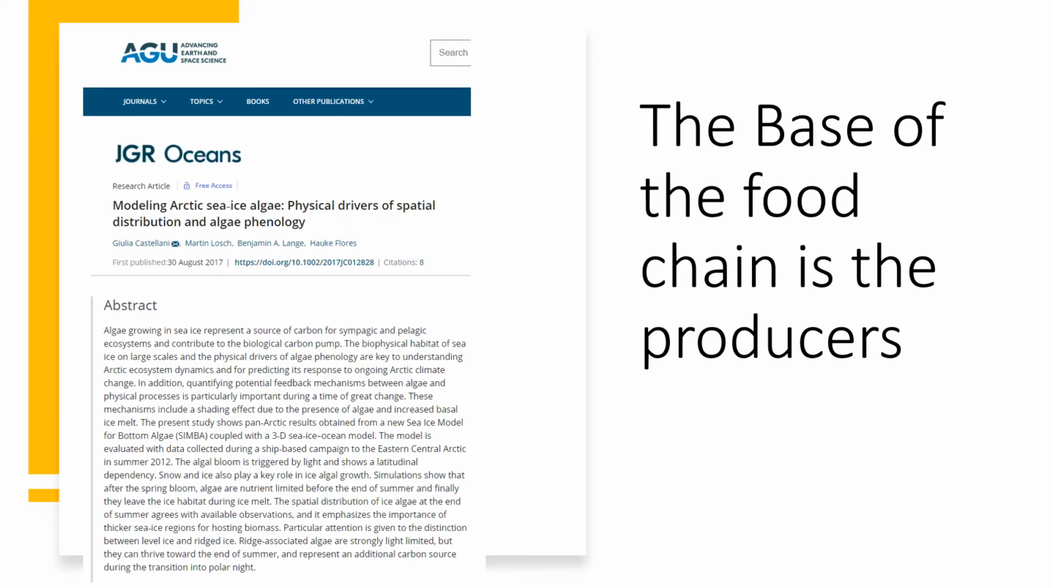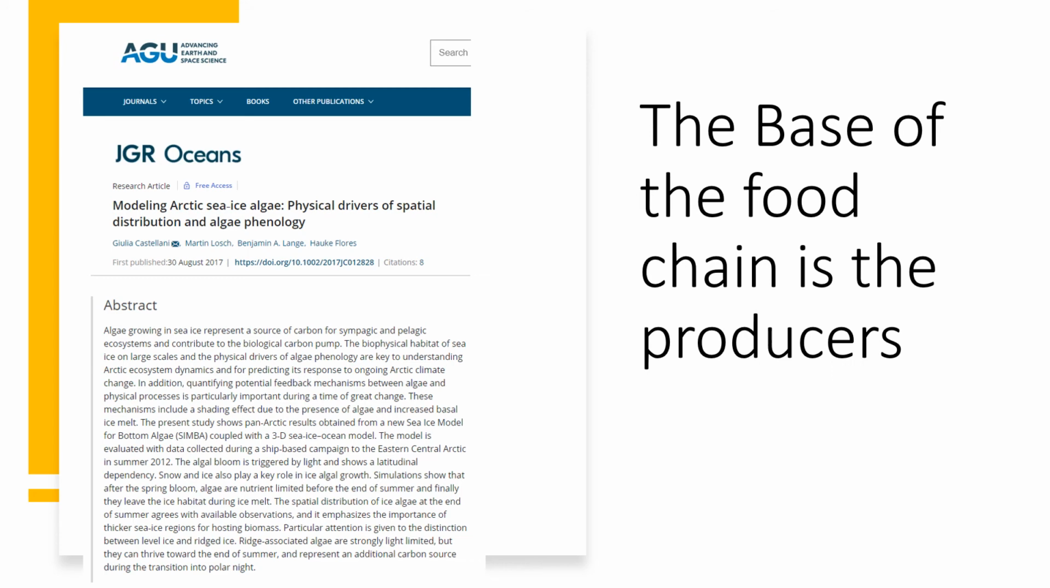Okay, so we know that the base of the food chain are the producers. In this slide, I found a research about modeling the Arctic sea ice. So we understand that there are certain pressures right now in terms of climate change, the ability for the ocean water temperatures to increase, and the melting of the sea caps.